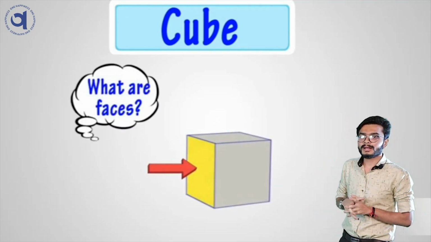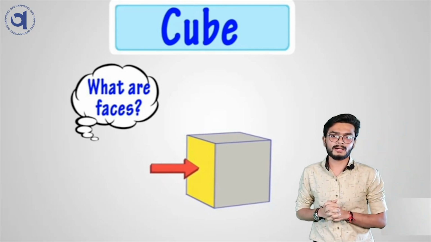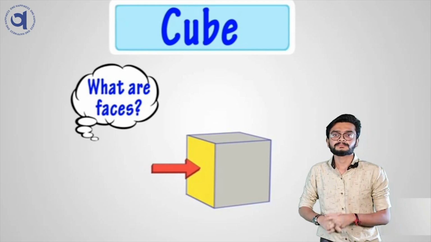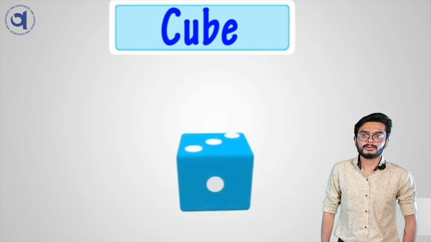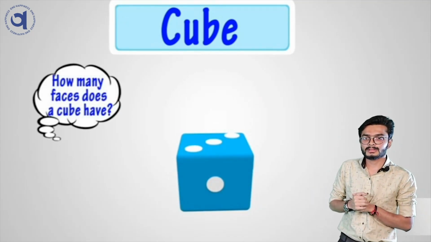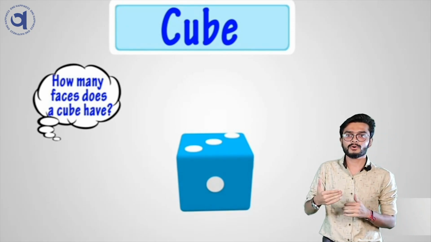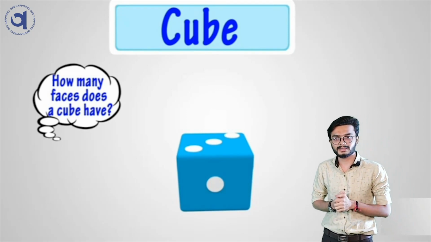Now, what are the faces? Why do we have to identify the faces of the cube? Faces are the sides of the cube. Total how many faces are there in the cube? We can say it total 1, 2, 3, 4, 5 and 6. Total 6 faces are there in the cube.